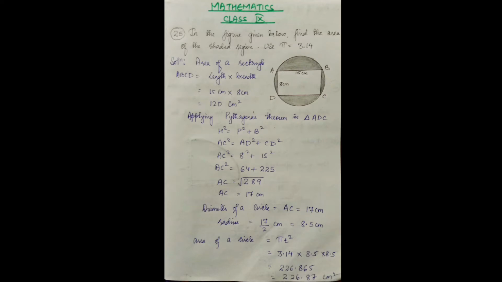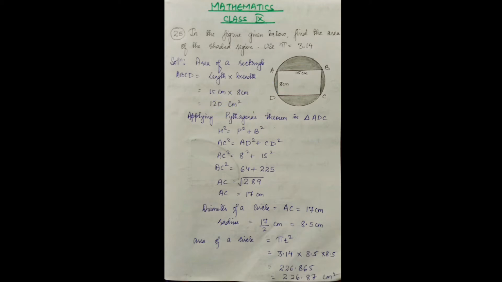So to find the area of this shaded portion, we have to find the area of this circle, and we have to find the area of this rectangle. From the area of the circle we subtract the rectangle, and we will get the area of the shaded region. First we will find the area of this rectangle. For the rectangle, this is length and this is breadth. The formula is length into breadth, which is 15 centimeter into 8 centimeter, 120 centimeter square. This is the area of the rectangle.